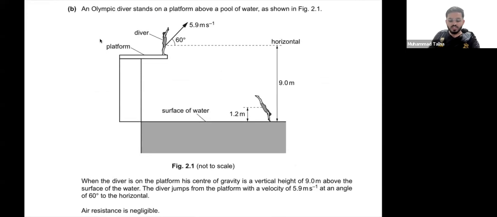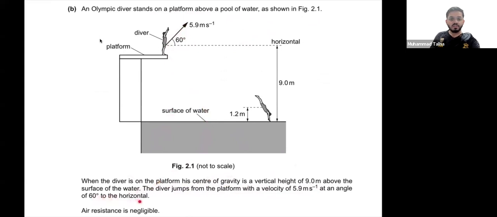An Olympic diver stands on a platform above a pool of water as is shown. When the diver is on the platform, his COG is a vertical height of 9 meters above the surface of the water. So this COG is 9 meters above the surface of the water. And the diver jumps from the platform with a velocity of 5.9 meters per second. This is at an angle, as you can see.